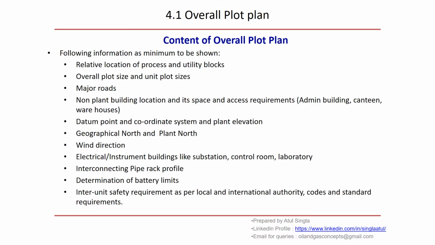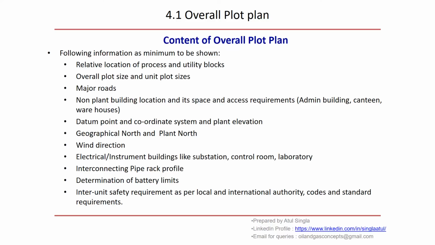So other than process plant, we have admin building, canteen, warehouses, everything is shown in overall plot plan along with location and its spacing requirements. Then to start developing overall plot plan, we have to fix some datum point and coordinate system, plant elevation, then geographical north and plant north both are shown. Wind direction we show, electrical instrument building like substation, control room, laboratory, everything is shown in overall plot plan. Then rack profile, OSBL pipeline is also shown. Sometimes it is in kilometers.